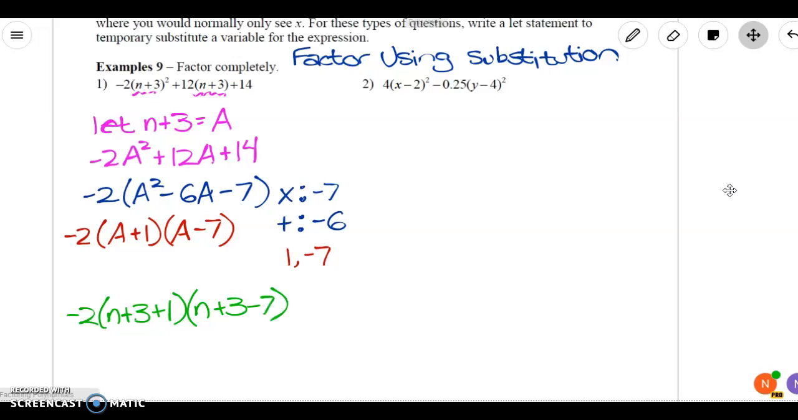But that does seem a little weird. We don't usually write n plus 3 plus 1. We would write n plus 4. Negative 2 times n plus 4. Similarly, we wouldn't write n plus 3 minus 7. We would write that as n minus 4. And there is our fully factored version of that polynomial. So we do see it factored out pretty nicely, actually.